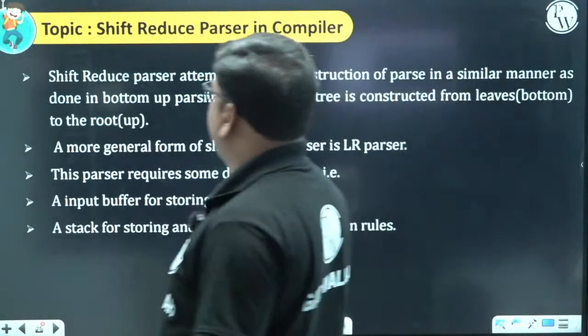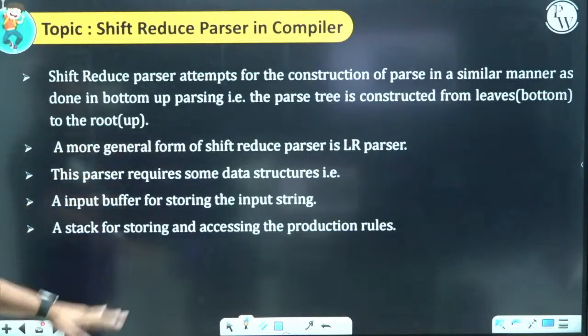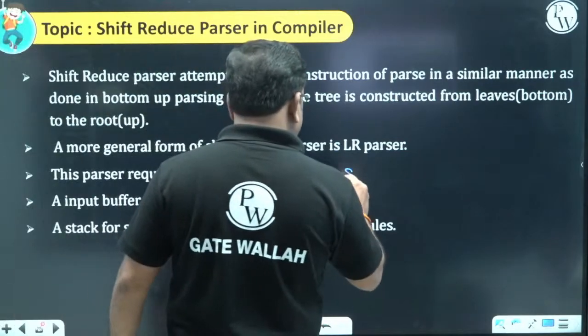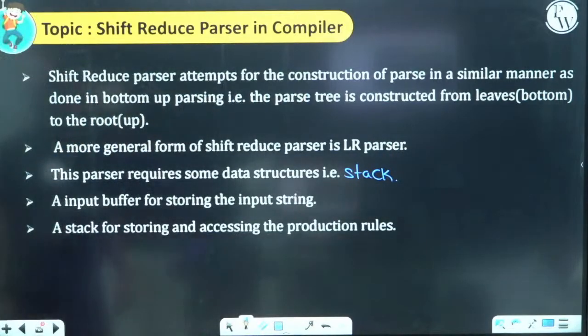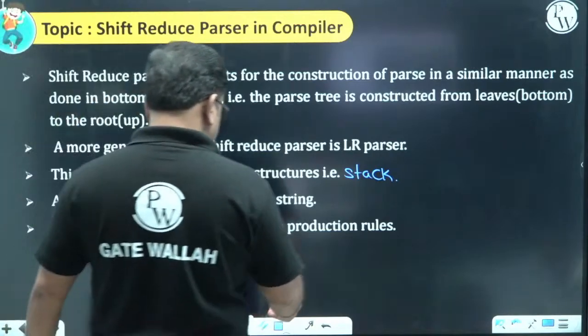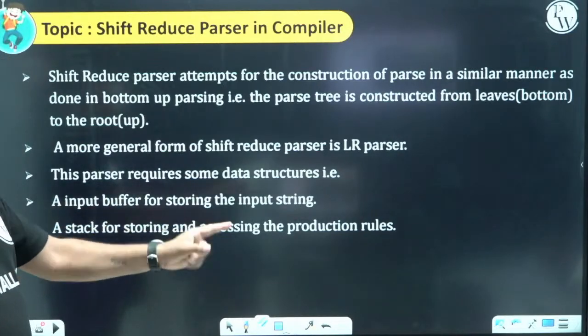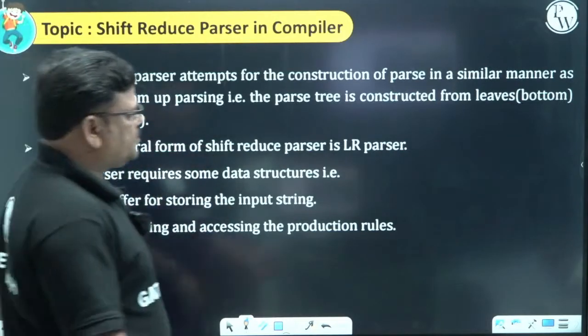Just read it once. A shift reduce parser attempts to construct the parse tree in a smaller manner as done in bottom up parsing. The parse tree is constructed from leaves. A more general form of shift reduce parser is the LR parser. It requires some data structures: an input buffer for storing the input string, and a stack for storing and accessing the production rules. So this is the general structure of a shift reduce parser. If it is an LR parser, it is also the same.